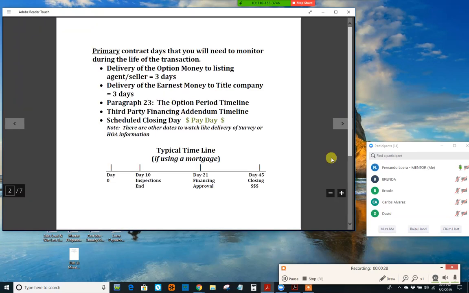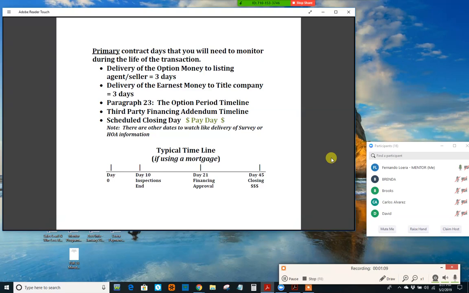There are some primary contract days that you as a new agent, and some seasoned agents too, need to be monitoring at all times during the life of the transaction. These are just the primary ones. First, the delivery of the option money, and we'll talk a little bit about the option period, to the listing agent or seller within 3 days. That's per the contract. Another one is the delivery of the earnest money to the title company, again within 3 days.